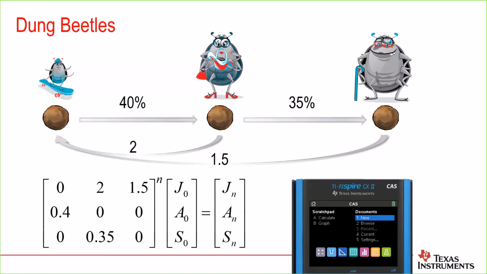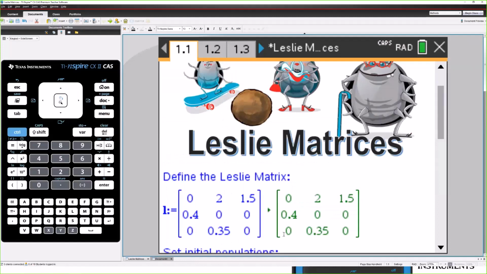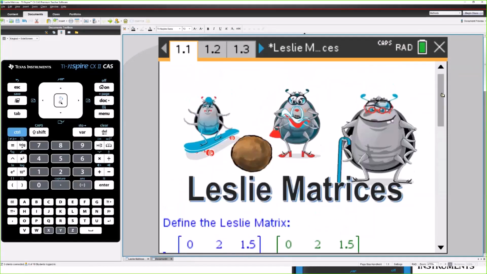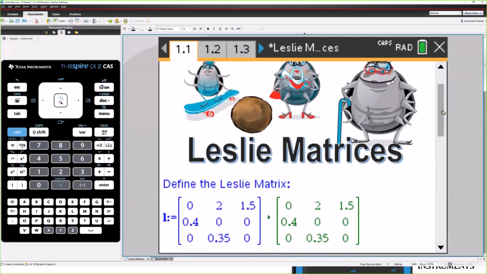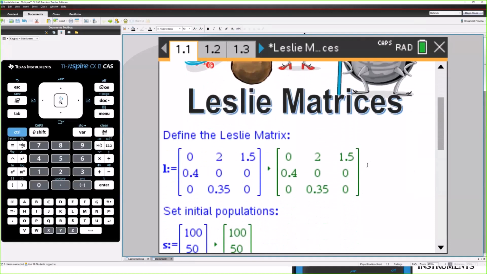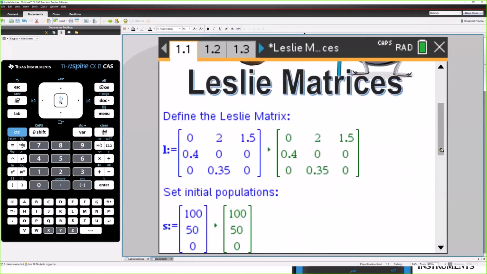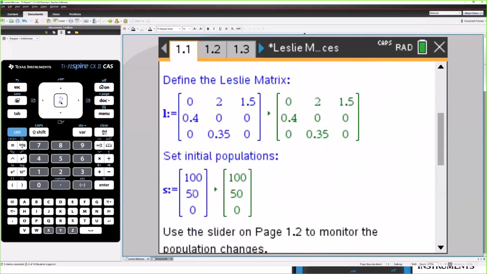So we'll swap over to our calculator. That's what the calculator file looks like. You'll recognize it from our little dung beetle characters. They look a lot nicer than the real beetles. And here's our Leslie matrix, and we have some initial populations from the question sheet that's available.